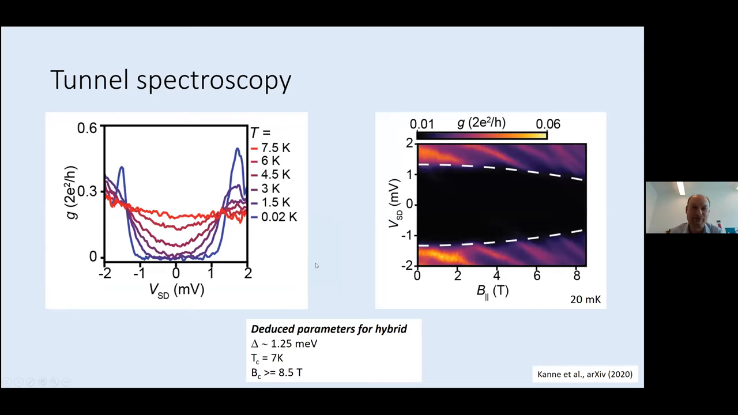Just to show, you can also, of course, heat up the sample and get the critical temperature around 7 Kelvin. And interestingly, in the magnetic field, the gap is present in the hybrid for very high field, even up to 8.5 Tesla, which makes it interesting for having even more room to study these kinds of hybrid devices with larger fields than for other types.